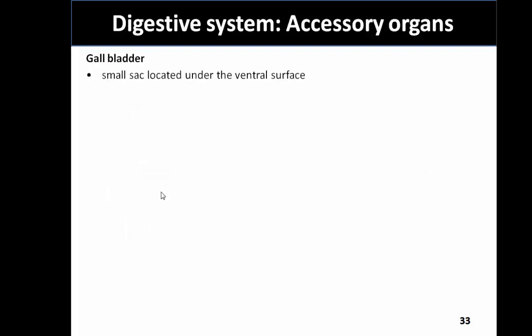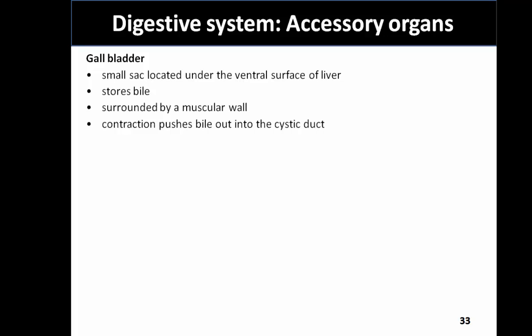The gallbladder is a small sac, as you saw on the previous diagram. It's located under the liver, and as indicated earlier, it stores the bile that was produced by the liver. The gallbladder is essentially a wall of smooth muscle, and when that smooth muscle is triggered to contract, it will push the bile out into the cystic duct and eventually into the small intestine. That bile will contribute to chemical digestion.